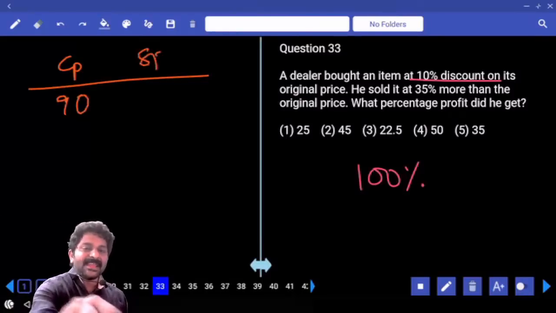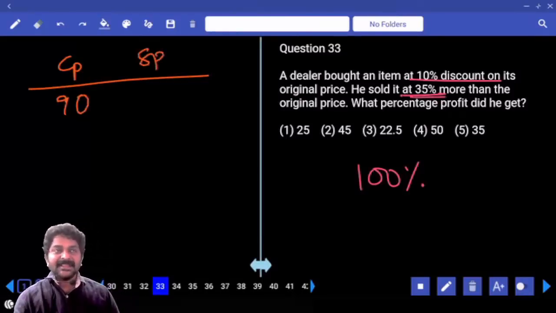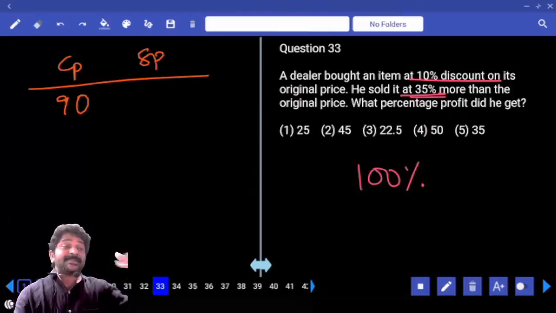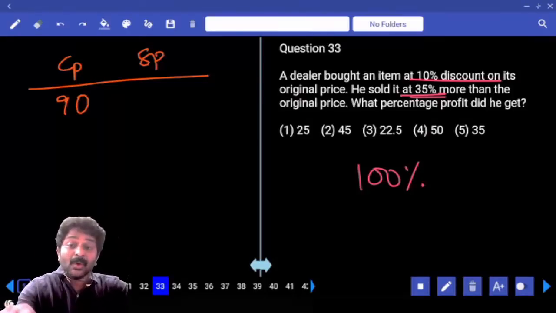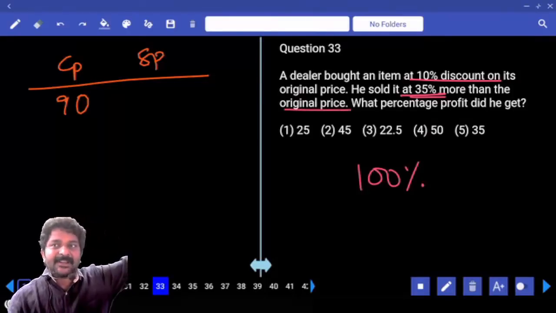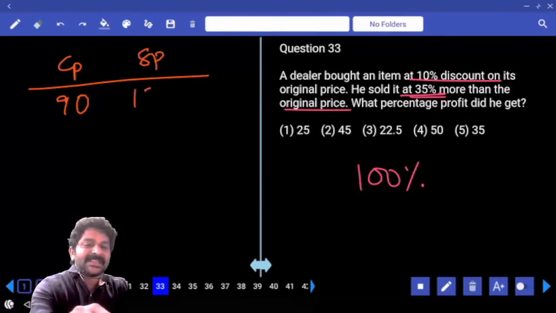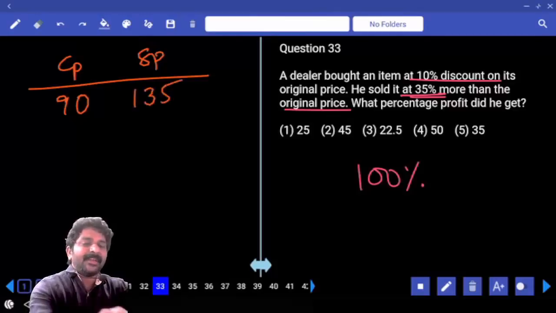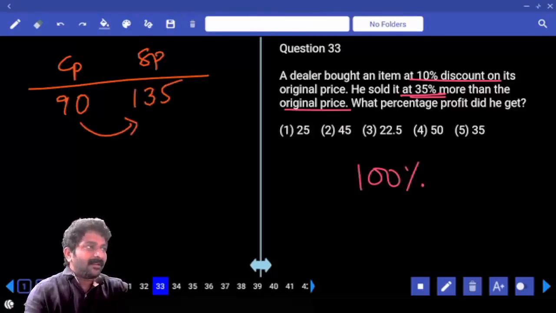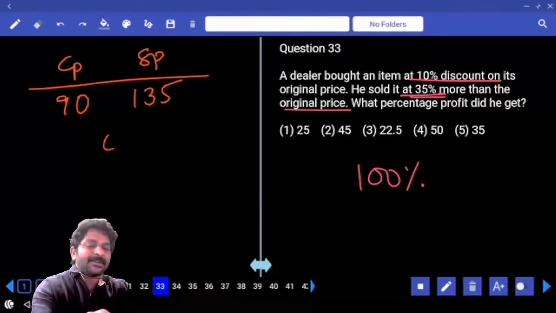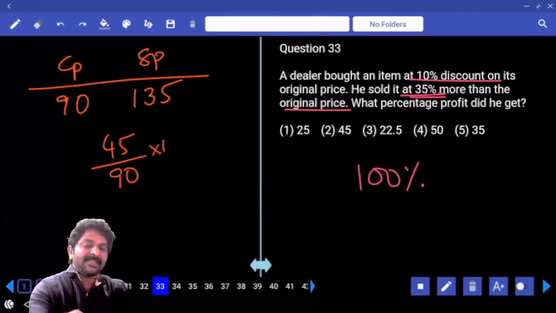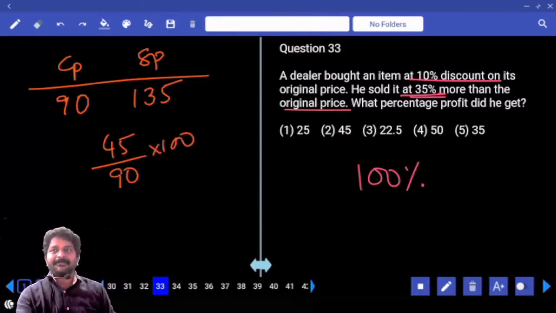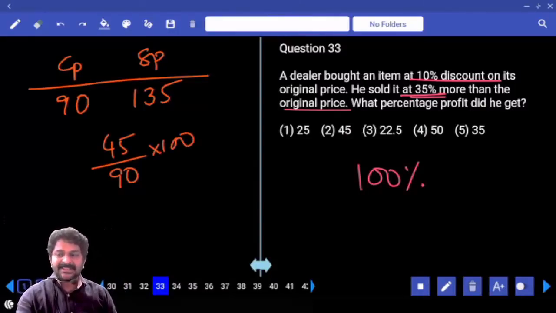Now he is selling it at what price? 35% more. 35% more than which number? Original price. Original price was 100 only. That means now he is selling it at 135. What is made here? Obviously profit. How much profit? Upon cost price? You are done with the answer. 45 by 90, that is half. 1 by 2 in percentage, 50%. Fourth option final.